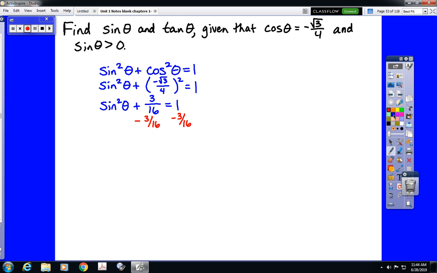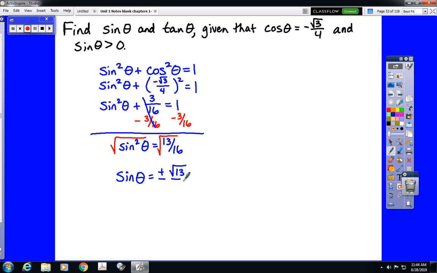Remember that 1 is 16/16. So when we subtract that, we get sine squared theta equals 13/16. We take the square root to get rid of the squared, and we get that sine theta is either positive or negative root 13 over 4.